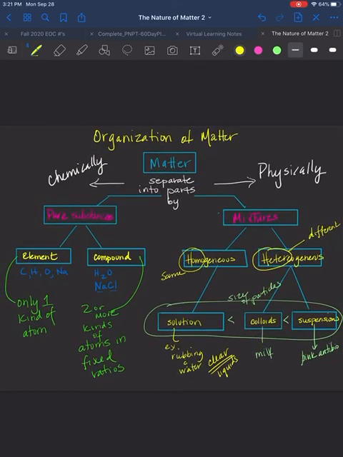Matter, separated into two big categories. You're either a pure substance or a mixture, depending on if I can separate you chemically or if I have to do it physically. Then, if you're a pure substance, you're an element or a compound, depending on how many types of elements are involved in your formula. And in a mixture, you're either homogeneous or heterogeneous, depending on the size of the particles and how those particles behave.